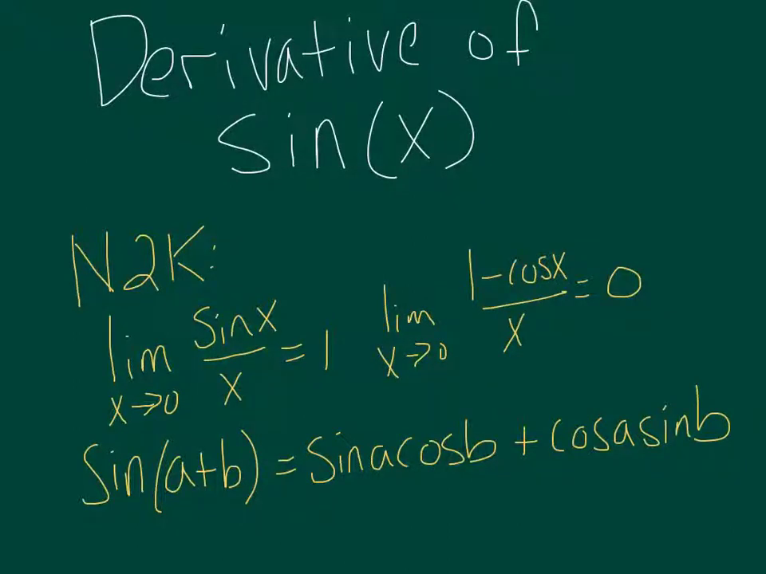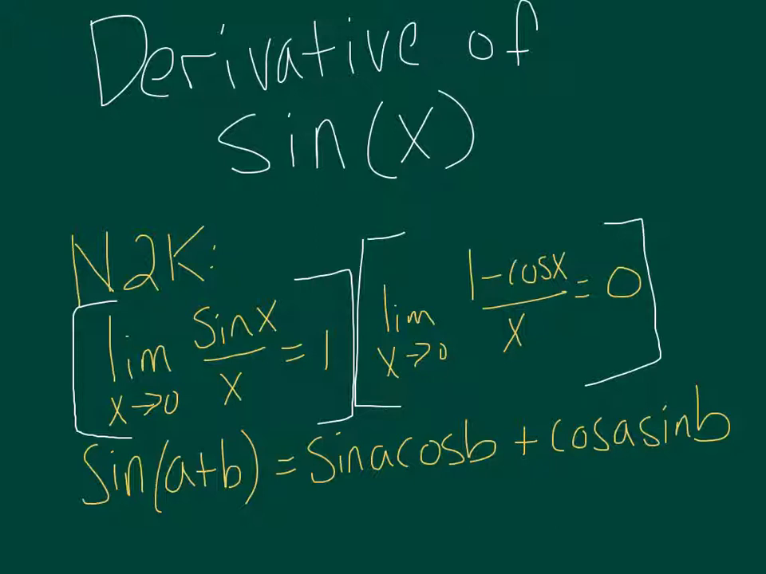This is a review of how to find the derivative of sin x by definition. We're going to start with some stuff that you need to know. You need to know a couple special trig limits. The limit as x approaches 0 of sin x over x equals 1. And the limit as x approaches 0 of 1 minus cosine x over x equals 0. We've talked about these in class, and you're going to keep seeing them throughout the year.